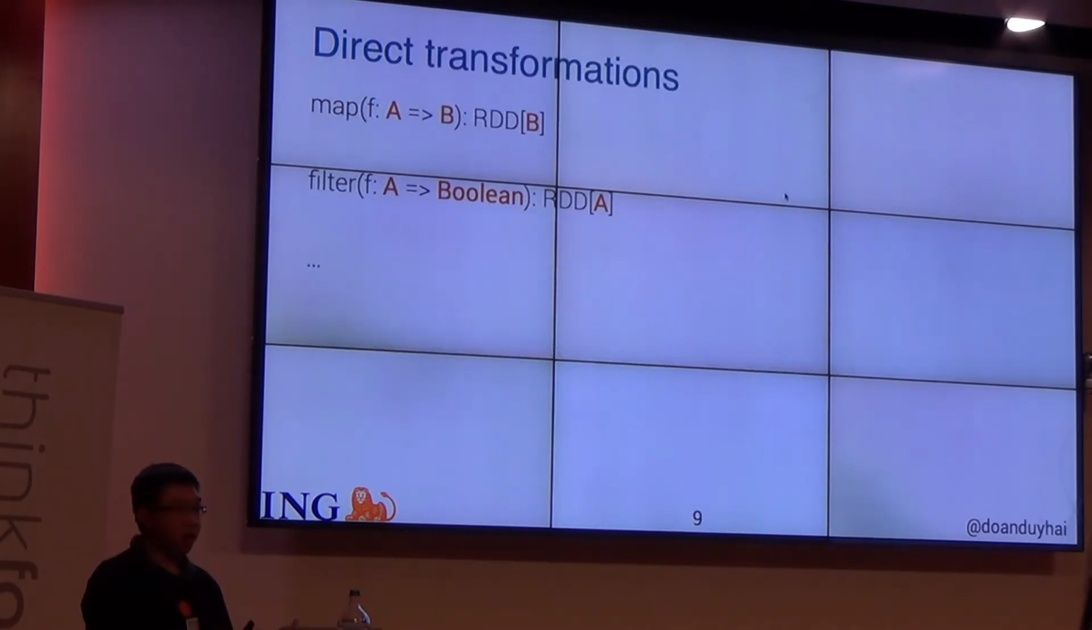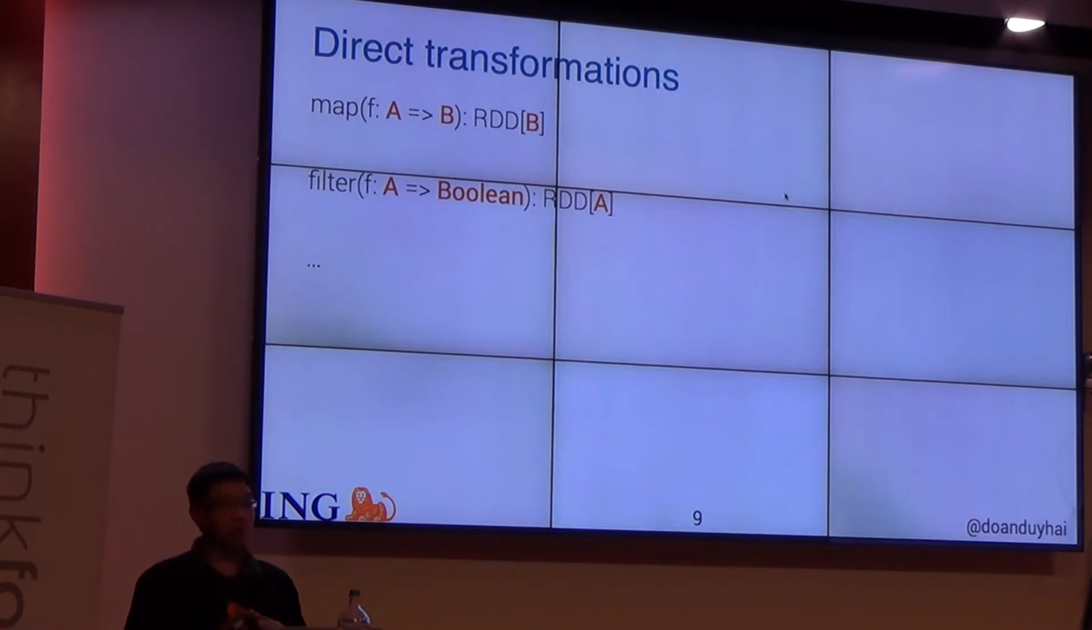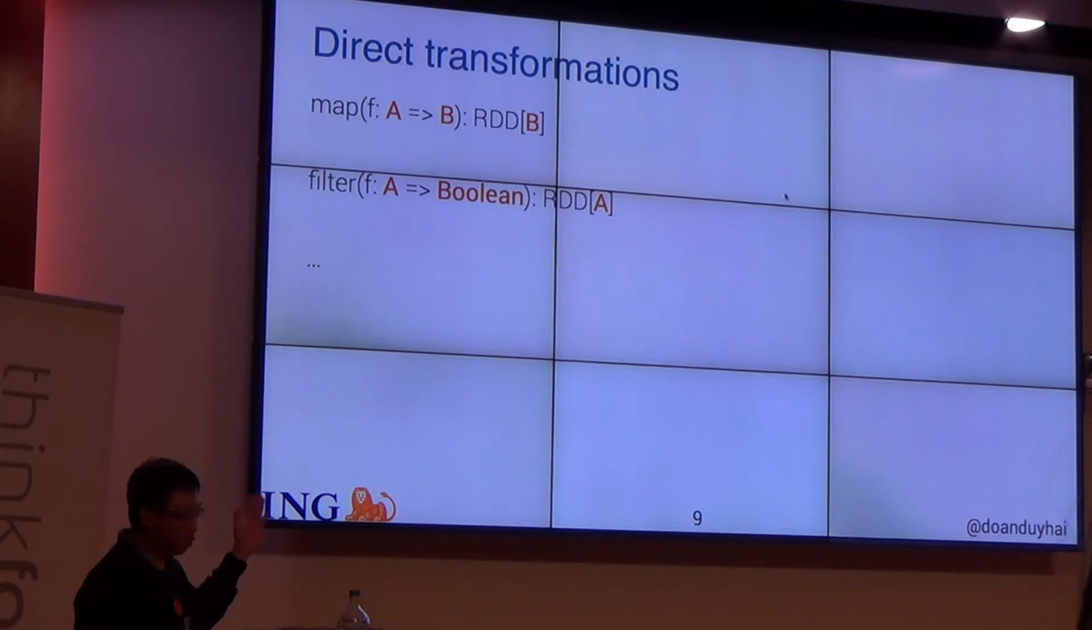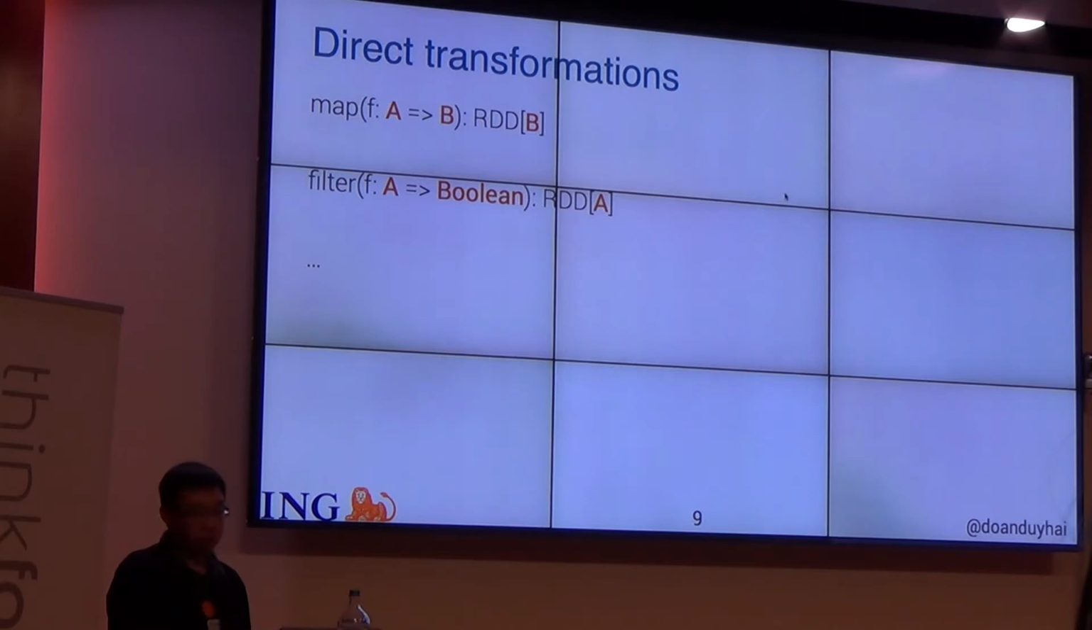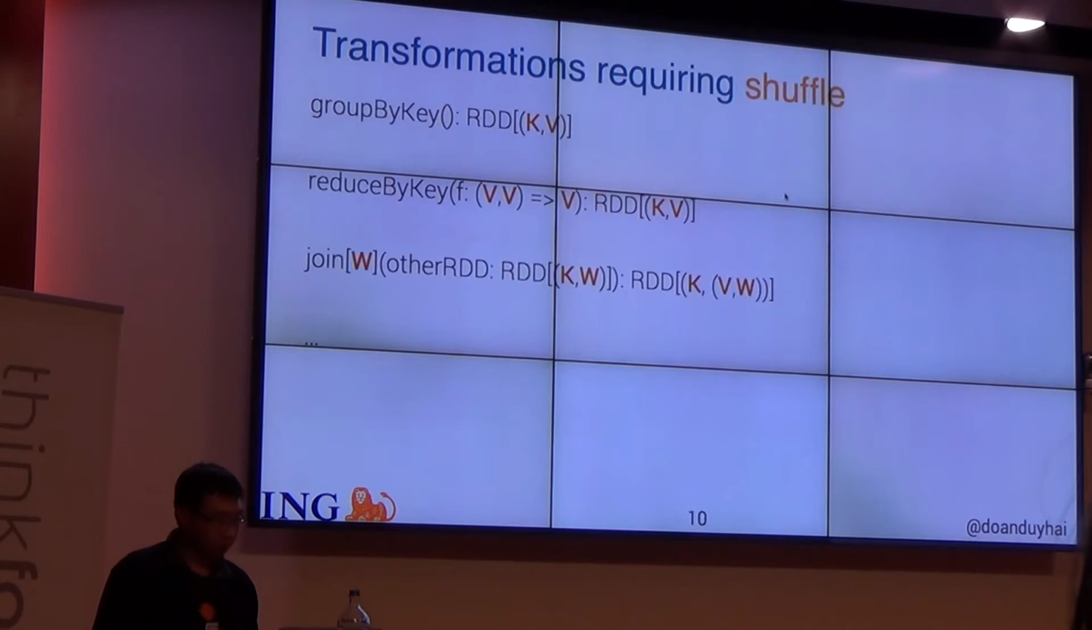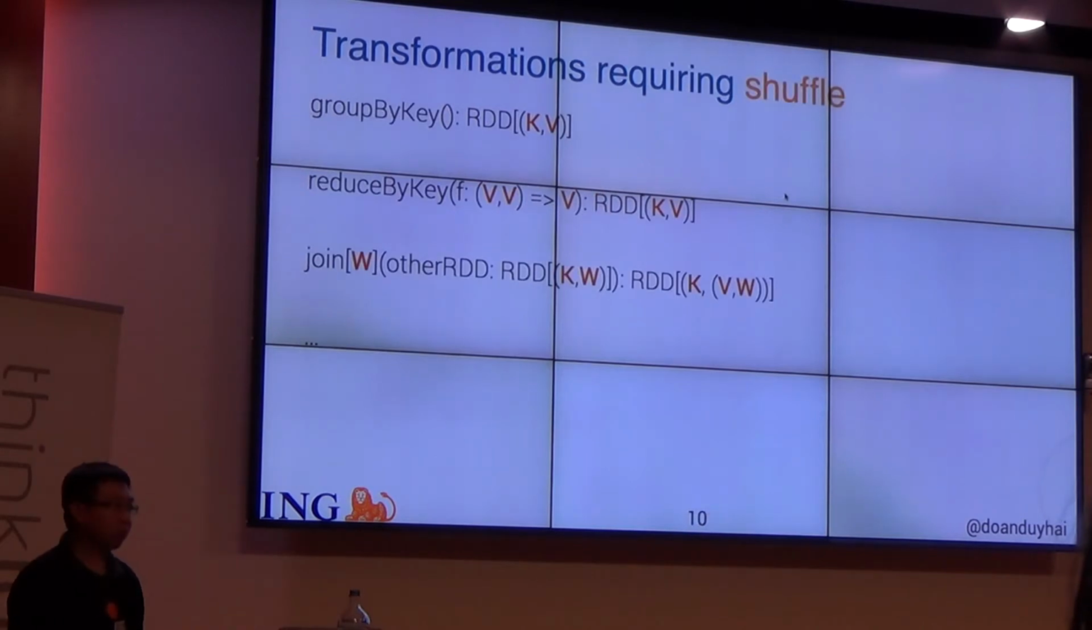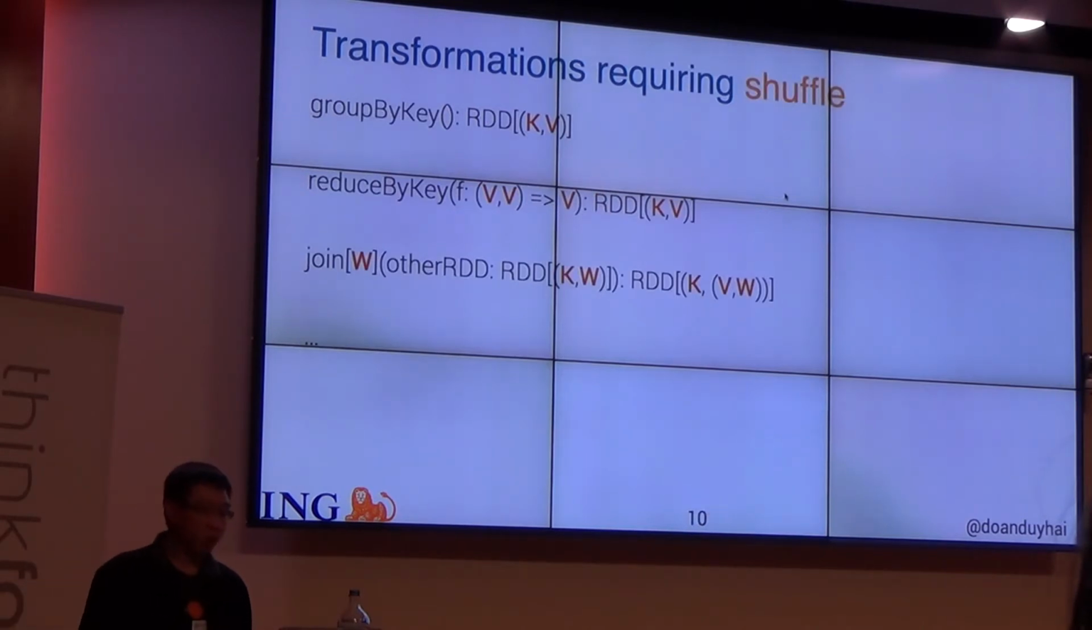So on each RDD, we have direct transformations, like map. I want to transform my object A into another object B, whatever A or B is. Filter, and so on. So those are simple transformations. We also have special transformations which will require shuffling.